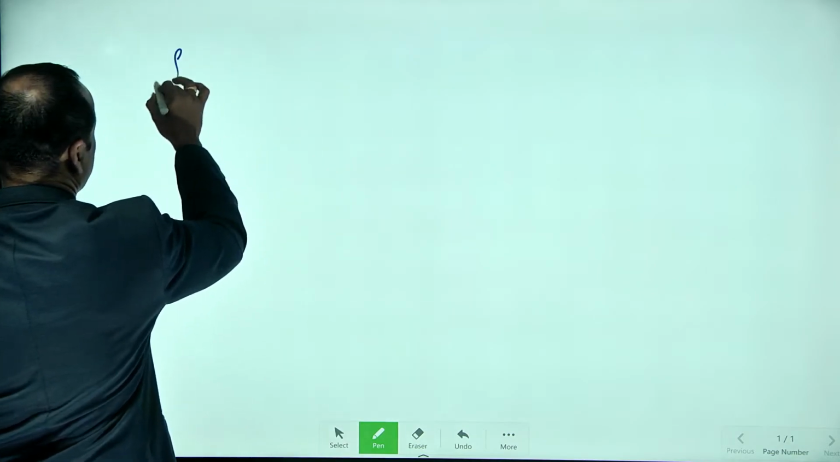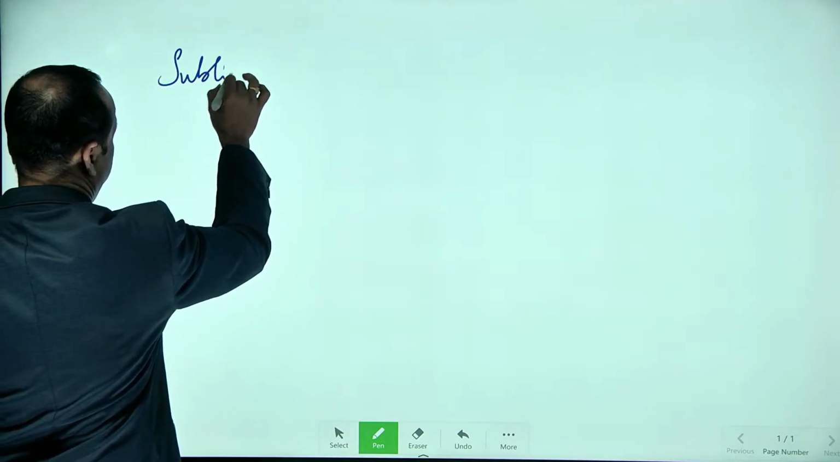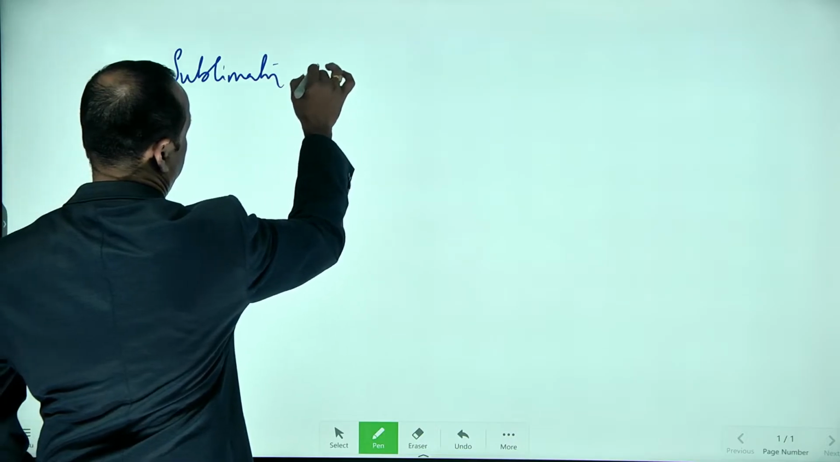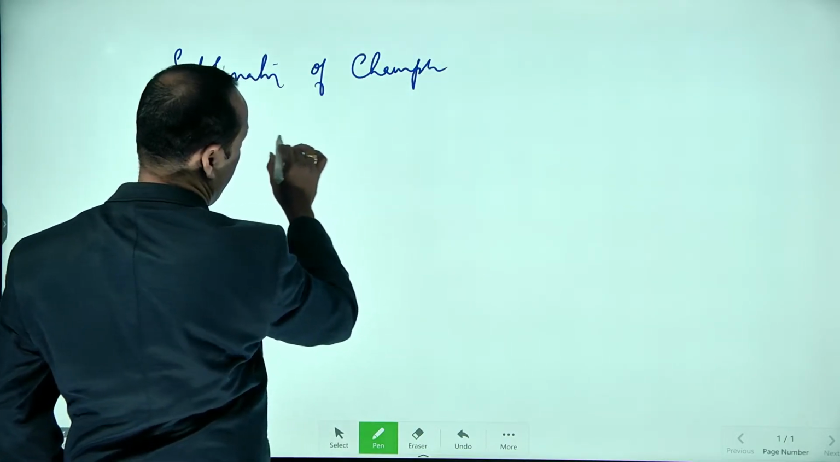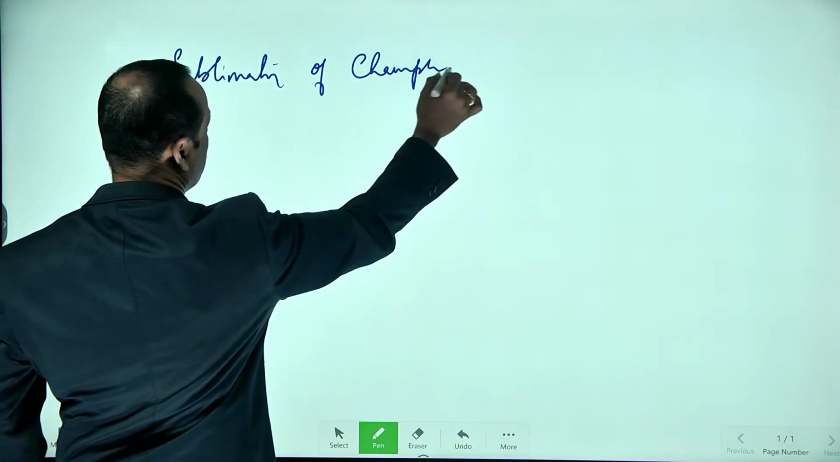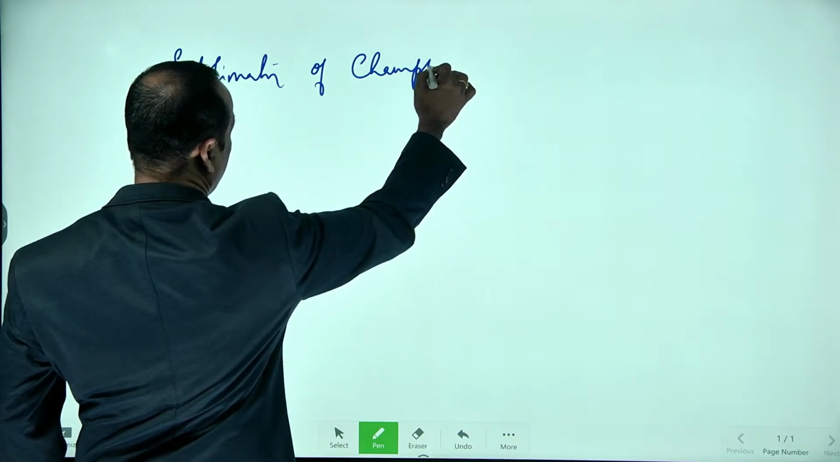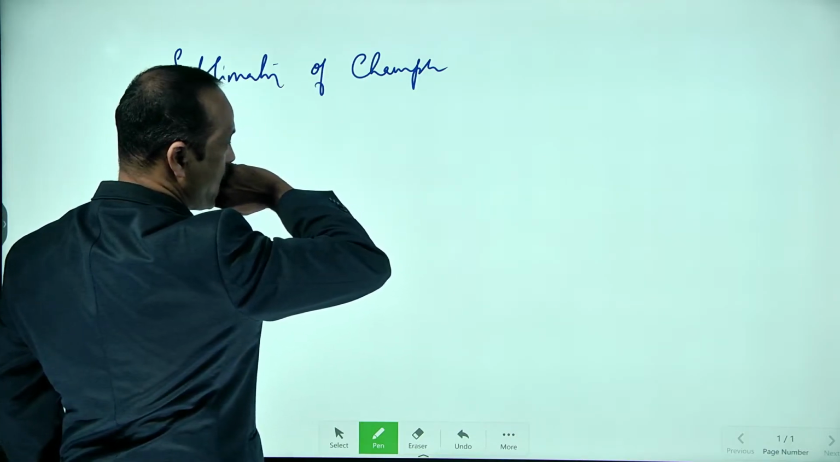So first one is the sublimation of camphor. Sir, top part is not visible, sir. What is the second one? Sir, top part is not visible. Top one is not physical. No, sir, top part is not visible, sir.